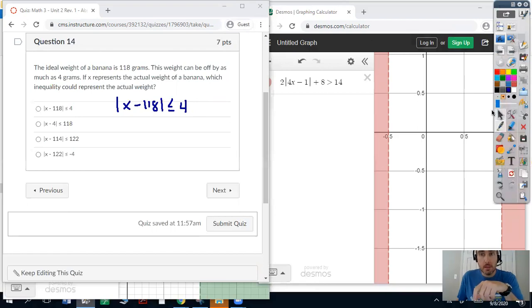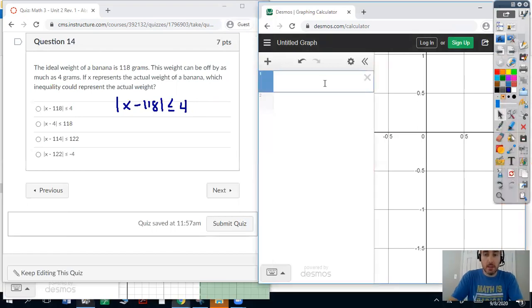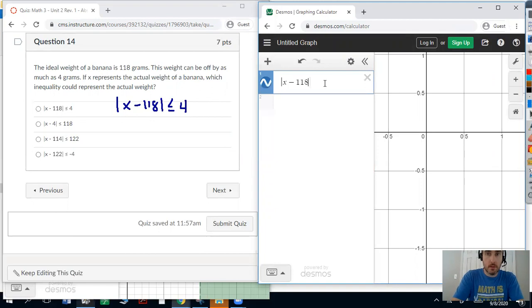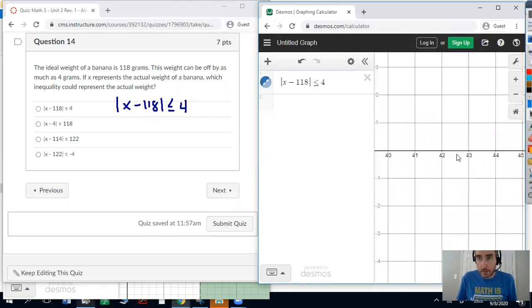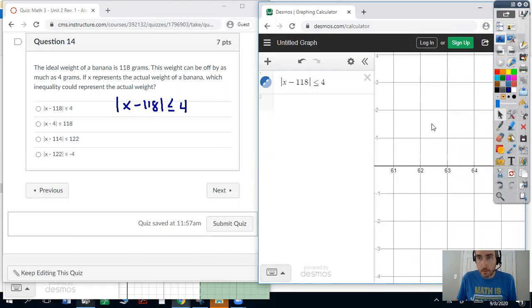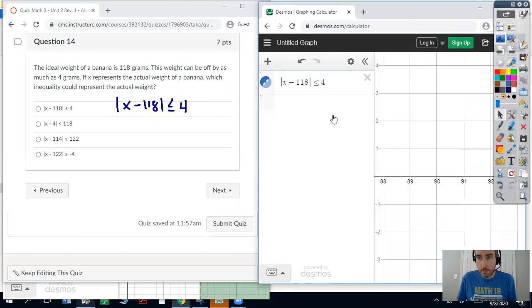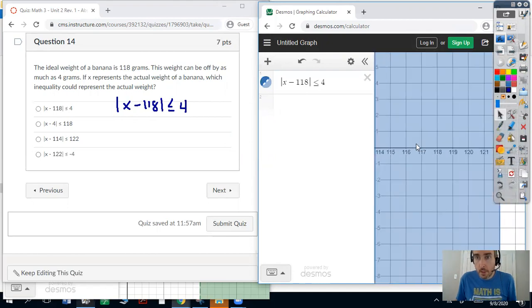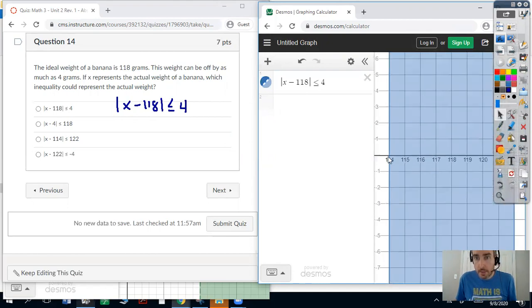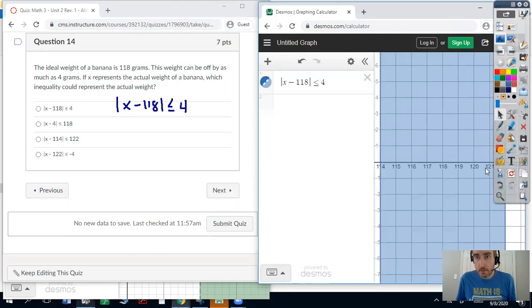And graphically, it'll look like, I'm going to have to go all the way over here to the hundreds. So give me a second while we do that. So anything between 114 and 122. So if I add 4 to 118, it's 122. Subtract 4, it's 114.